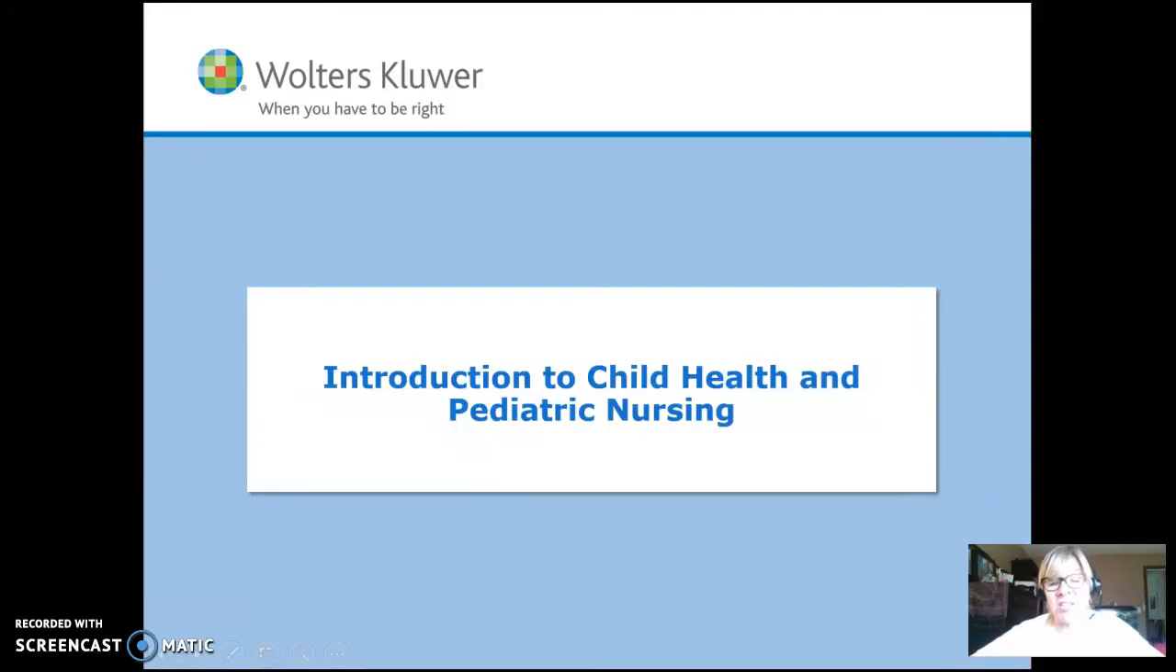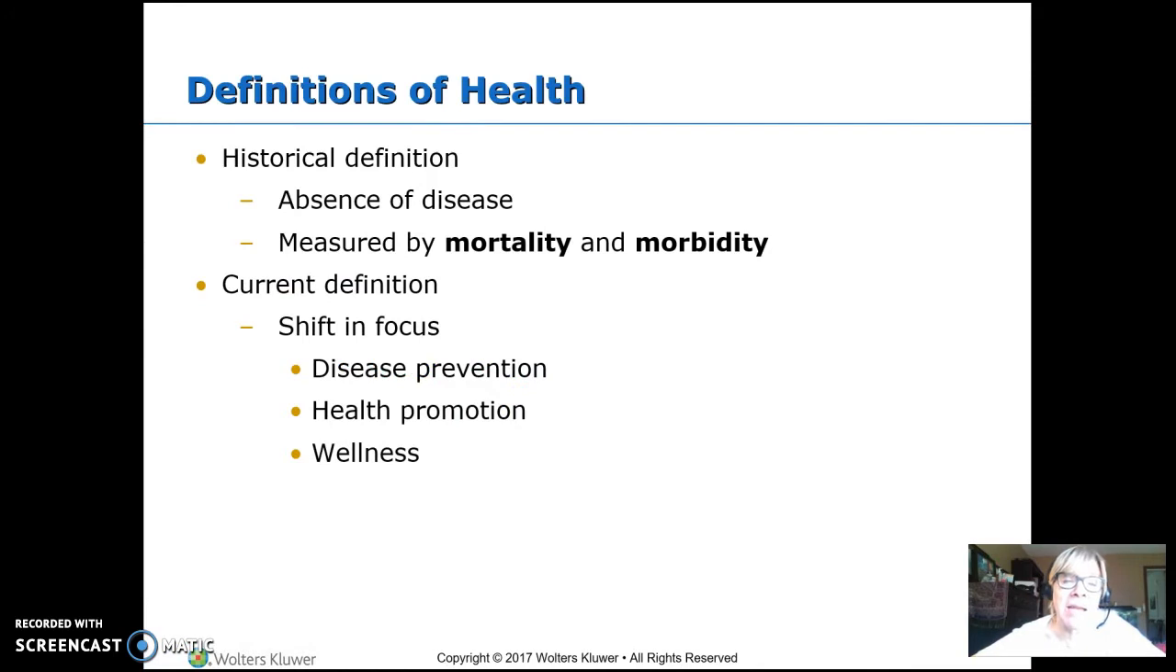This is Introduction to Child Health and Pediatric Nursing from Kyle and Carmen's textbook, Essentials of Pediatric Nursing. So let's start with defining health. Historically, we just thought it was the absence of disease, and we measured it by mortality and morbidity. And I have those highlighted just to make sure you know those words. Mortality is what people die from. Morbidity is what they get sick from.